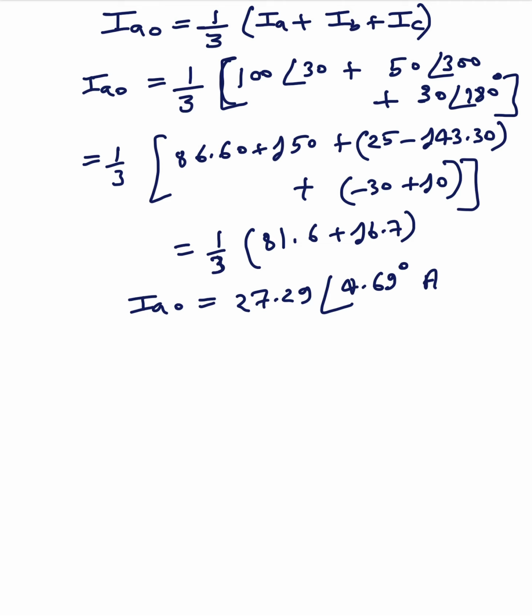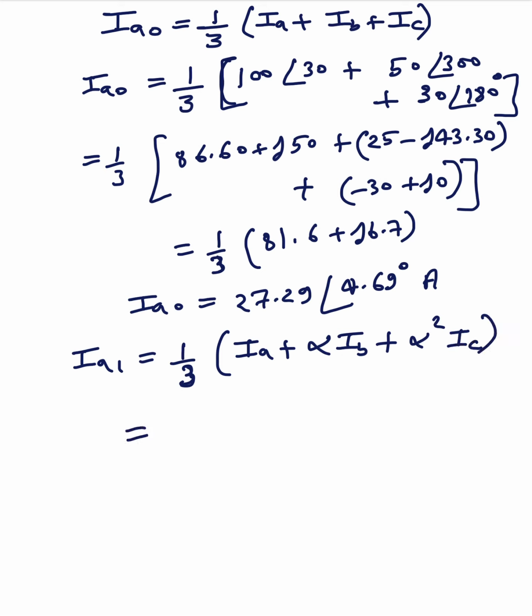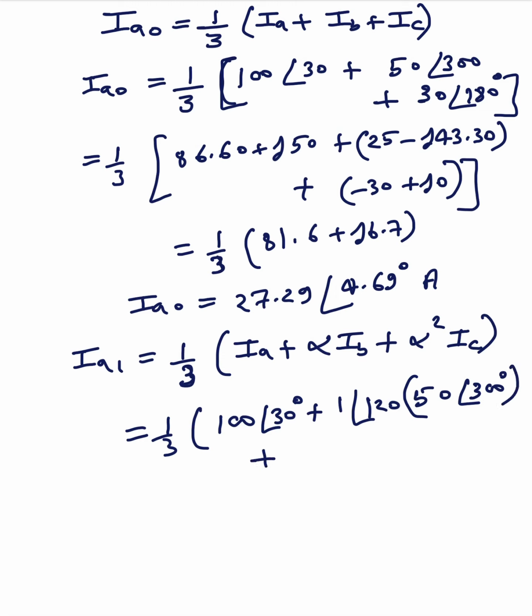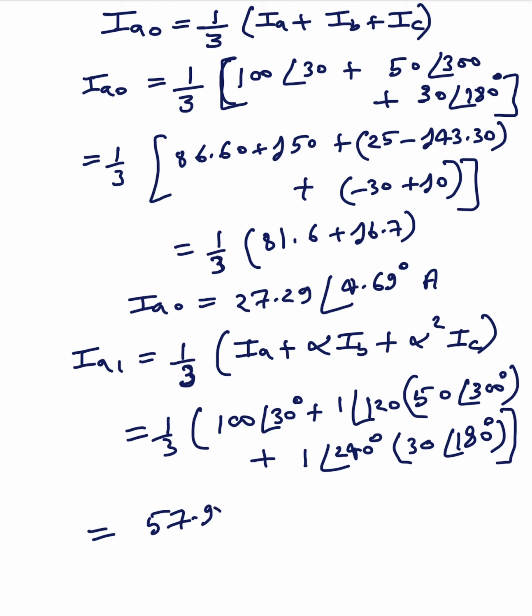Now we have to calculate for line A, that is IA1. IA1 is equal to 1 upon 3 times IA plus alpha IB plus alpha square IC. So that is 1 upon 3 times IA, 100 angle 30, plus alpha, 1 angle 120, into IB, 50 angle 300 degree, plus alpha square, 1 angle 240 degree, into IC, 30 angle 180 degree. The value is 57.98 and angle 43.29 degree ampere.